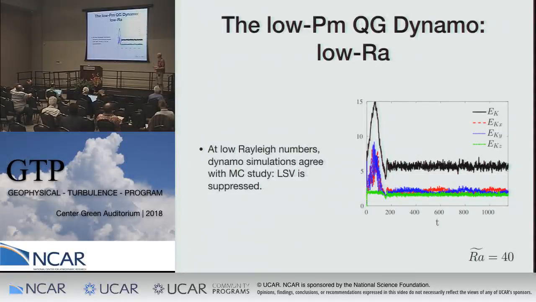Okay? And this is a Rayleigh number of 40. So for the hydrodynamic case, this is in the turbulent regime. It would form a large-scale vortex, but the magnetic field damps it and removes it.